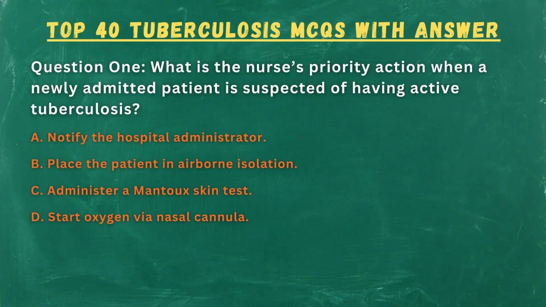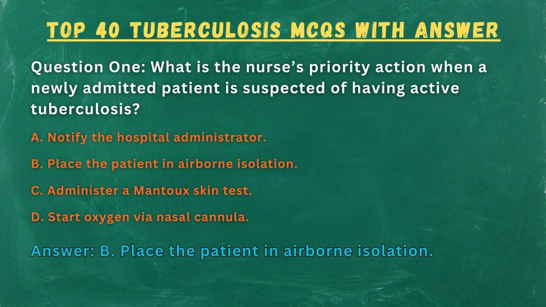Question 1. What is the nurse's priority action when a newly admitted patient is suspected of having active tuberculosis? A. Notify the hospital administrator. B. Place the patient in airborne isolation. C. Administer a Mantoux skin test. D. Start oxygen via nasal cannula. Answer. B. Place the patient in airborne isolation.